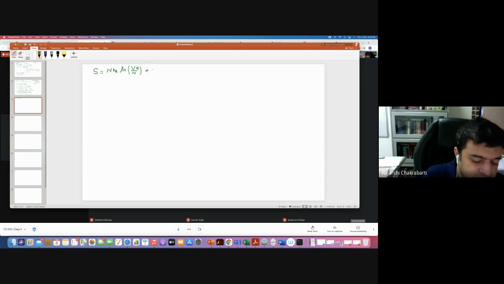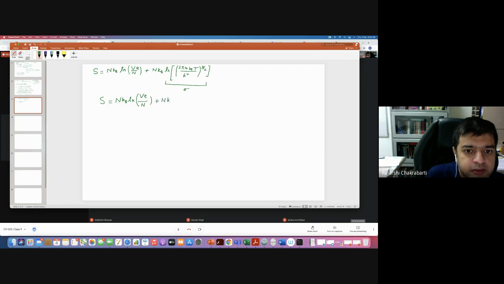And then I can write it like this: nkb ln. You understand what I'm doing, no? This is your sigma, old sigma. So what is the structure? Structure is n kb ln ve by n plus n kb sigma. This is another way of writing the same thing. I hope you understood what I've done.